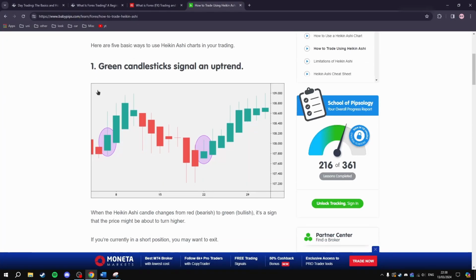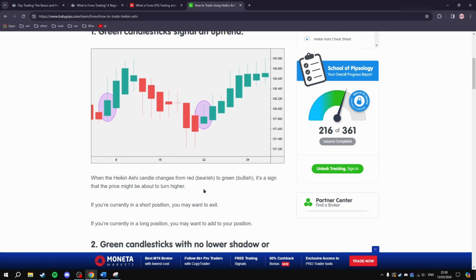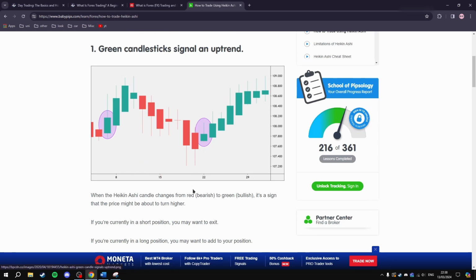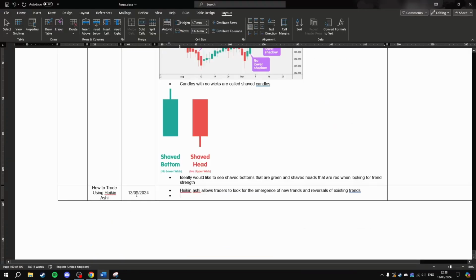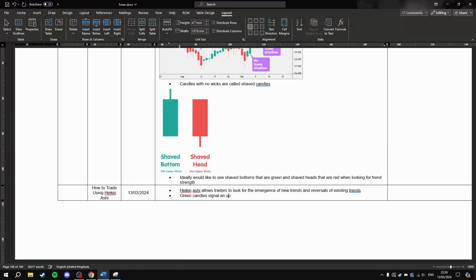Here are 5 basic ways to use heikin ashi charts in your trading. 1. Green candlesticks signal an uptrend. When the heikin ashi candle changes from red bearish to green bullish, it's a sign that the price might be about to turn higher. If you're currently in a short position, you may want to exit. If you're currently in a long position, you may want to add to your position. So, green candles signal an uptrend.